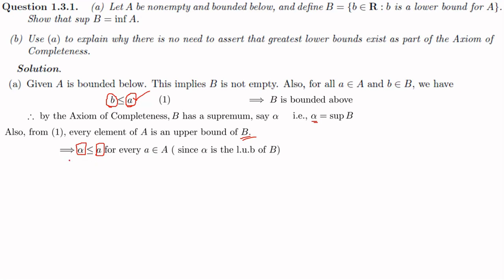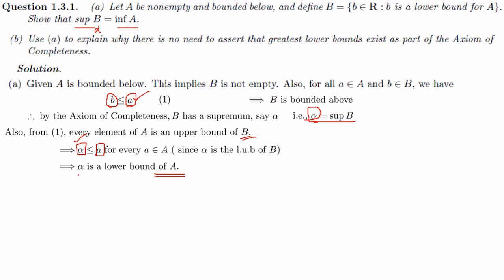Now this, alpha less than or equal to a for every a in A, implies that alpha is a lower bound of the set A. Our motive is to prove that we already have alpha equal to supremum B. We have to show that supremum B is equal to infimum A. For that, we already have alpha as supremum B, then we will show that alpha is equal to infimum A.